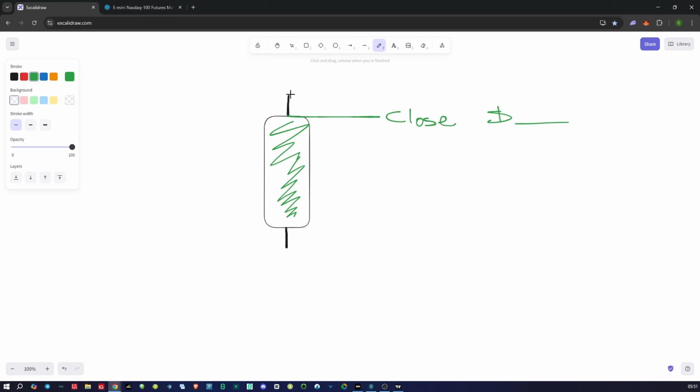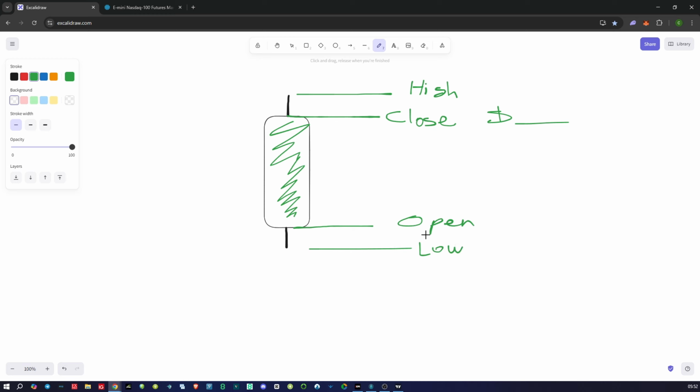This wick was the high in that minute. So everything happened up and down here, and this was the high, also a price. This would be the open, and this would be the low.